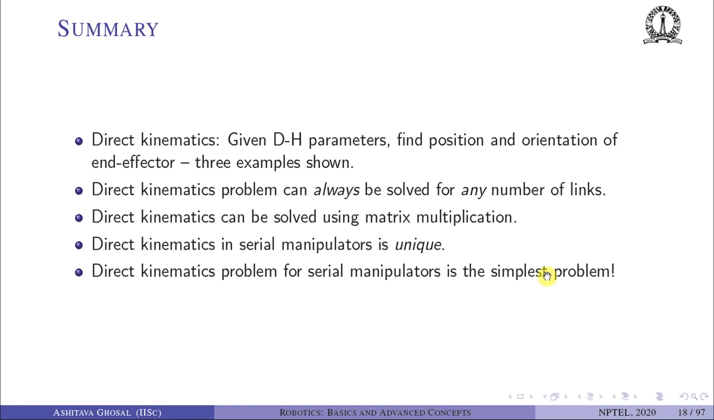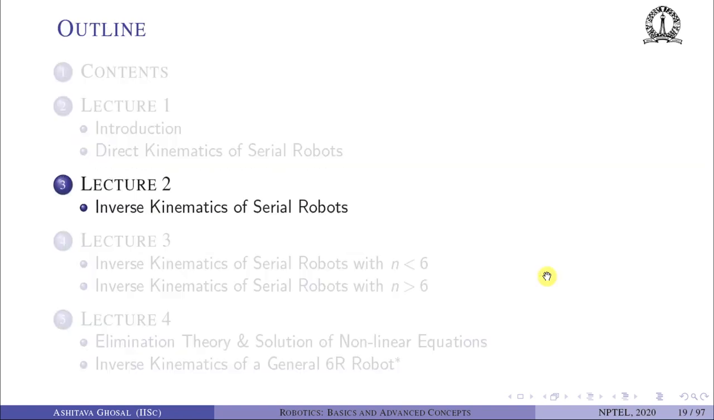The direct kinematics can always be solved for any number of links. It just simply involves multiplication of matrices. So there is no reason why we cannot multiply matrices, and hence for any number of links you give me, I need to obtain the link transformation matrices and then just multiply in some appropriate order. The direct kinematics in serial manipulator is unique. So there is only one possible solution to the direct kinematics problem. And the direct kinematics problem for serial manipulator is the simplest problem.